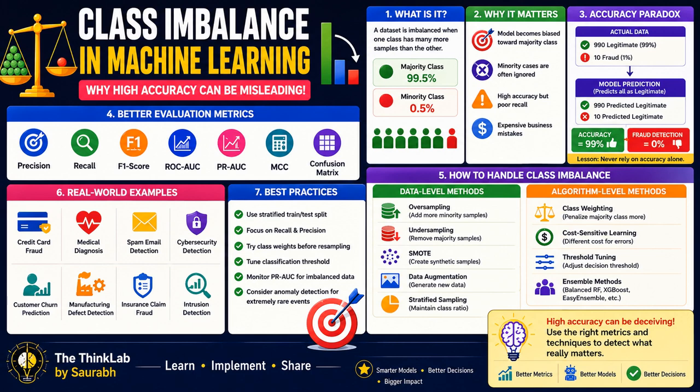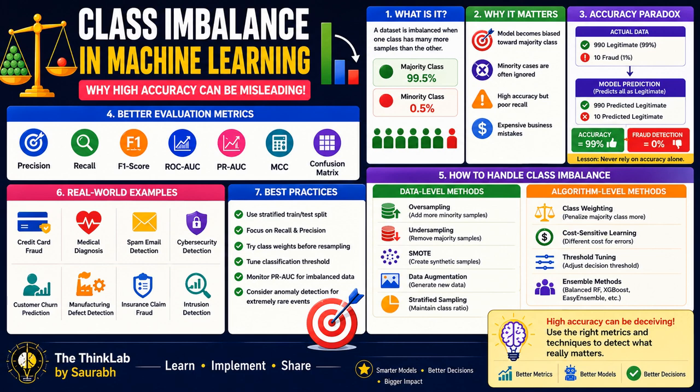The second approach is random undersampling. Here we remove samples from the majority class and training becomes faster, but valuable information may be lost. The third one is SMOTE, which stands for Synthetic Minority Oversampling Technique. Instead of copying the existing samples, SMOTE generates new synthetic minority samples. This usually improves model performance better than simple duplication, right?